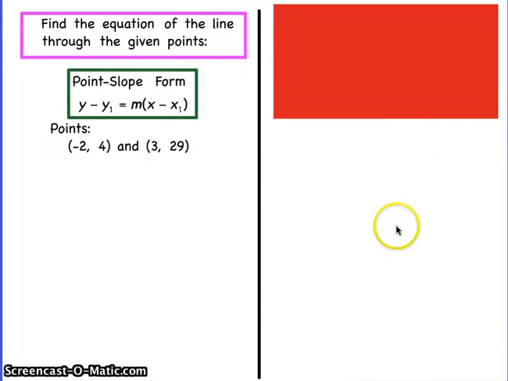Go ahead, take that same approach, take the 2 points given, and see if you can find a point-slope form equation for your line.